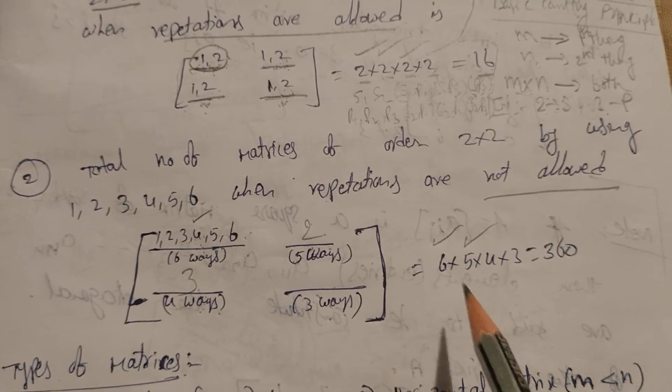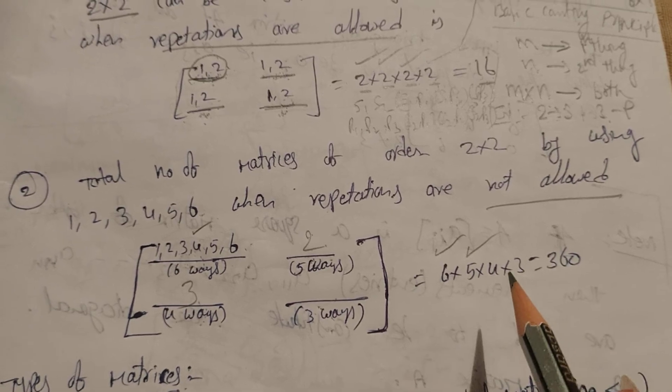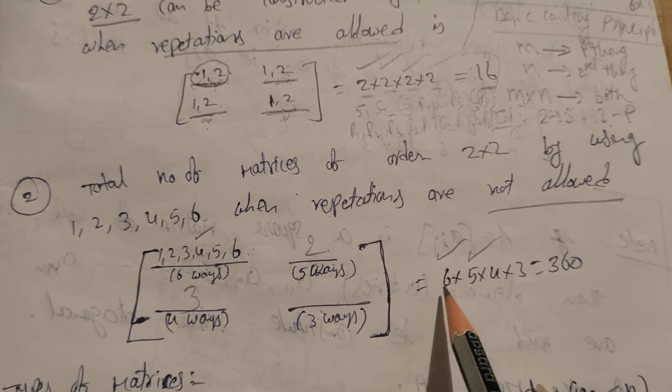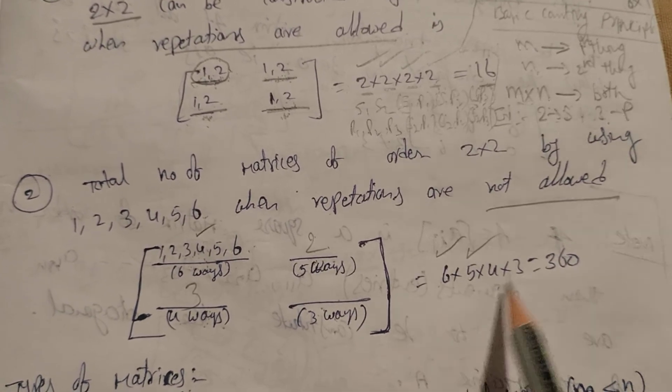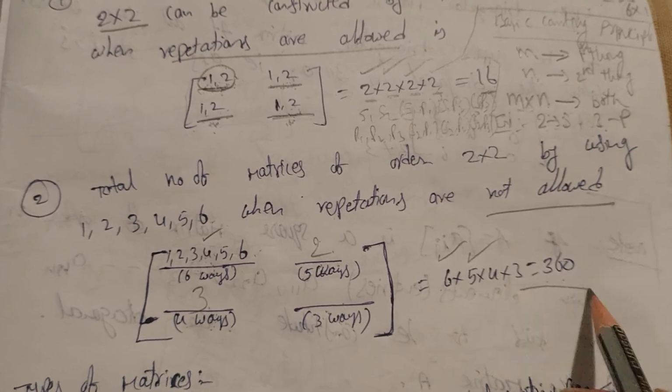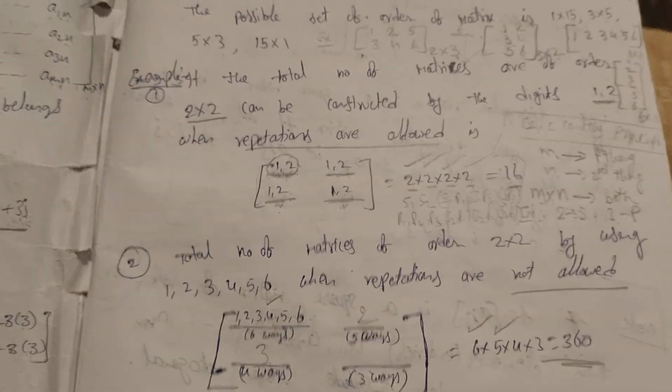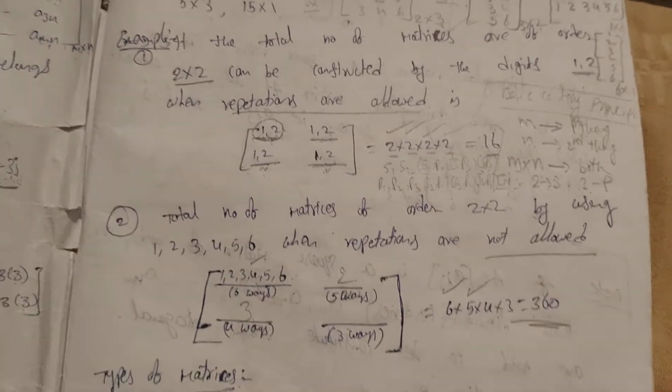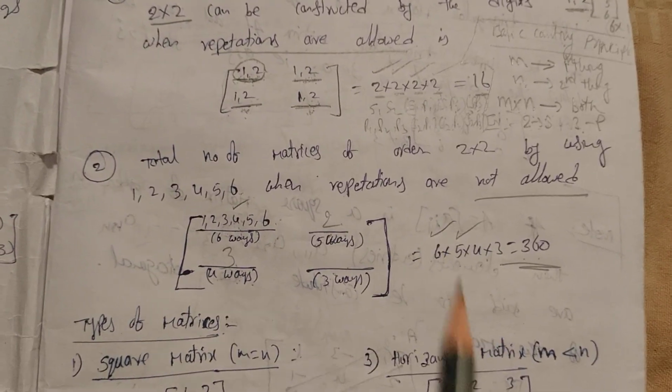So the total work, in how many ways can we complete it? Multiply them: 6 into 5 into 4 into 3. This multiplication gives 360. So this is the answer for this question. In the next video, we will continue the remaining concepts.